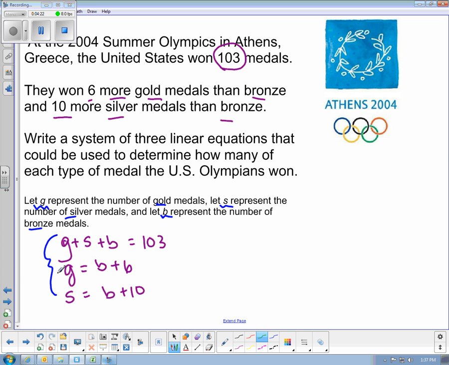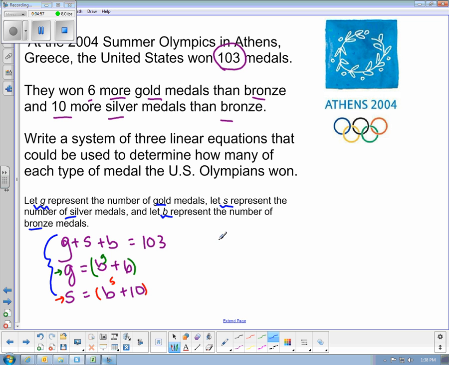Well, if I look at the second equation, I have gold medals in terms of bronze. So I could plug this whole thing in for G. And in the bottom equation, I have silver medals in terms of bronze, which means I could plug this whole thing in for S. So I could use that top equation, plug that one in for S, plug that one in for gold, and keep the bronze, and then I'd have all bronze medals in one equation. So that's what we're trying to accomplish.